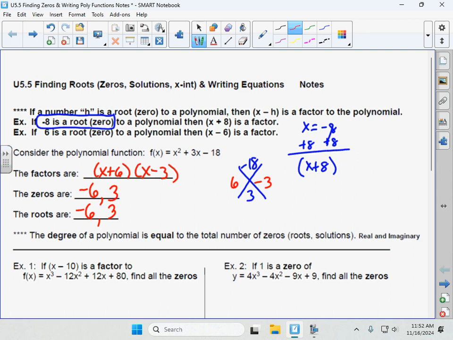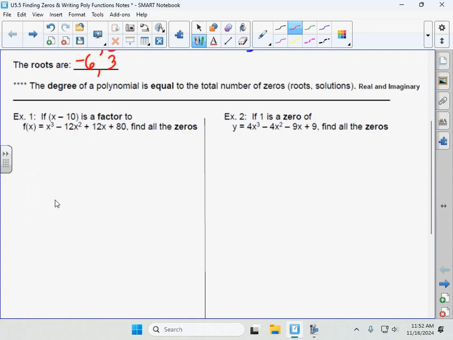All right, so let's go ahead and do this example. If x minus 10 is a factor to this polynomial, find all the zeros. All right, so what we want to do is use this factor, and we're going to use synthetic division, and we're going to factor it, and then we're going to solve it to get the zeros. So since the factor is x minus 10, using synthetic division, we would change the sign. So we use +10. All right, so the coefficients, 1, -12, +12, and 80.